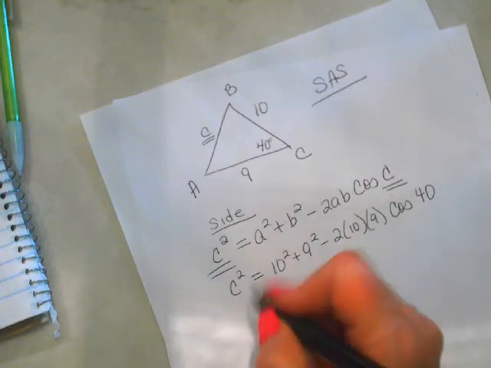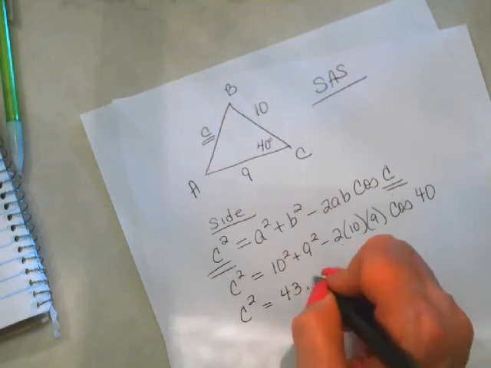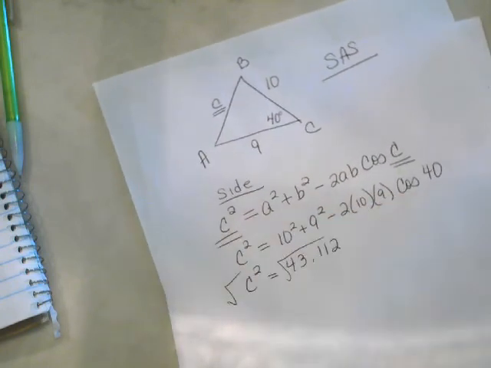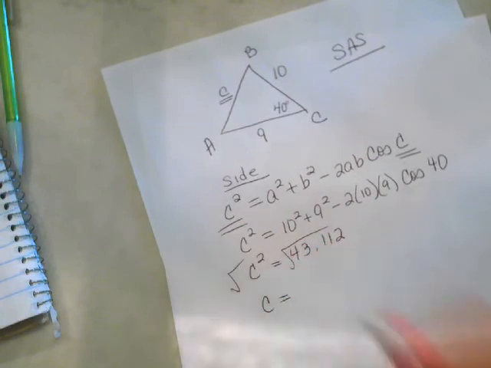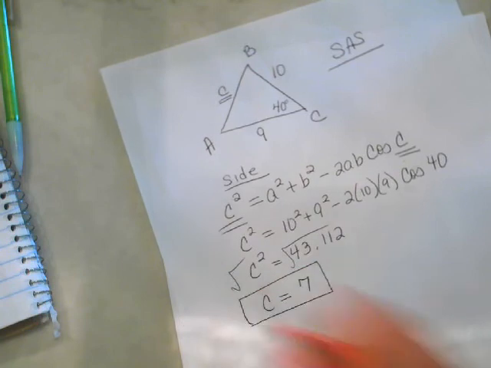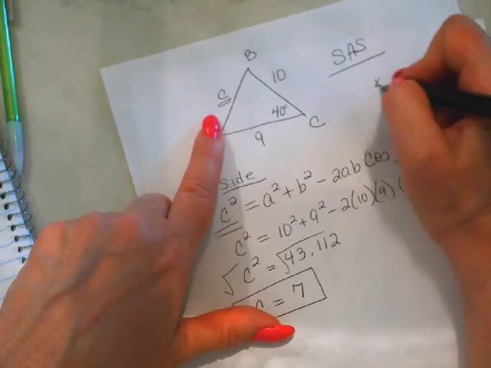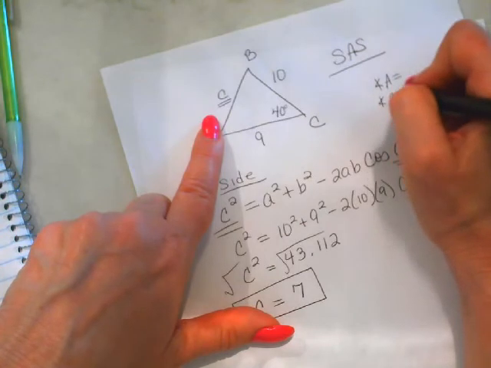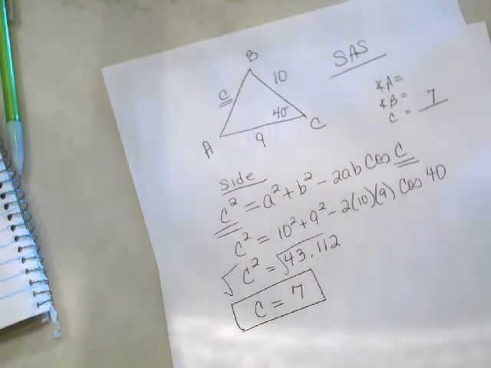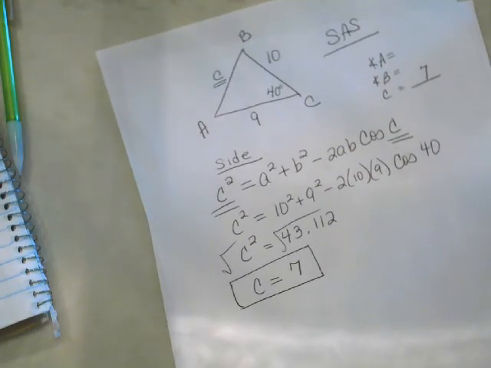All right, you could just substitute this whole thing in your calculator, and you're going to be left with c squared equals 43.112. You're going to square root both sides, and you're going to find out that side c, and again, we're going to round to the nearest whole number, is 7. Okay, now let's go back. What are we missing from this? We're missing angle A, angle B, side C. I found this. All right, now we have to find one of the angles.